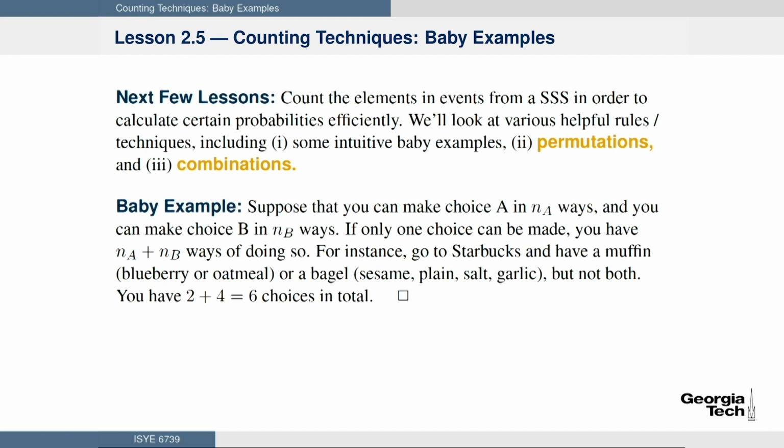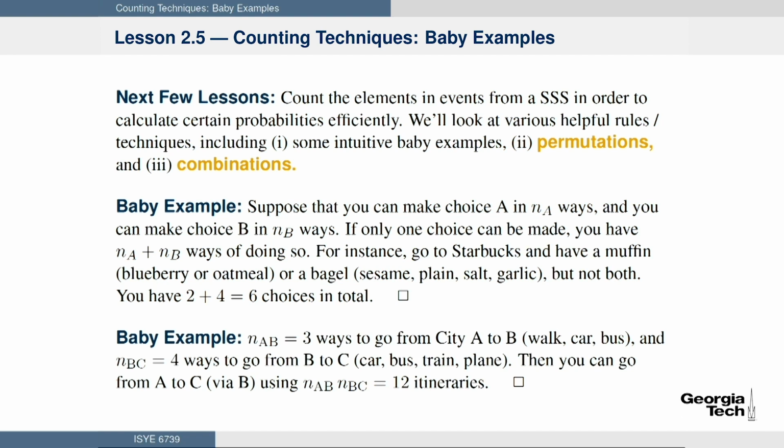You're adding them up. So for instance, let's suppose that we go to Starbucks and we're going to have either a muffin or a bagel. Suppose that there are two choices of muffins, blueberry or oatmeal, so that's n sub A equals 2, and there are four choices of bagels, sesame, plain, salt, and garlic, so n sub B equals 4. We're going to choose one of these items, a muffin or a bagel, but not both. So that means we have 2 plus 4 equals 6 choices in total. Addition rule, very easy.